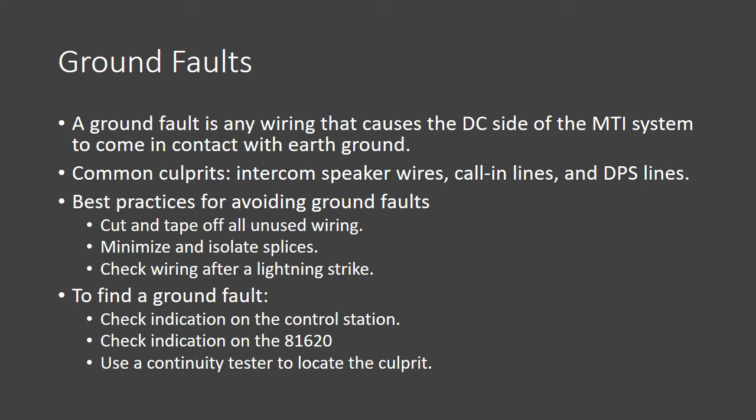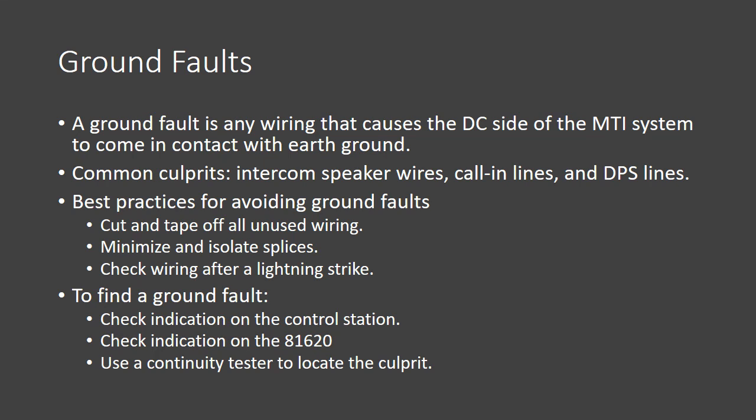MTI systems come pre-programmed with ground fault indication on the touchscreen devices that are provided. So when you receive indication on the touchscreen of a ground fault alarm, you should take action at that point. That will tell you most of the time the vicinity, the equipment room on which the ground fault is being indicated. Then you can go to the cabinets in that equipment room and look at each one of the 81620s in that cabinet and see if there's one that is indicating a ground fault. There's a red LED next to the network connection on that device, which indicates a ground fault.